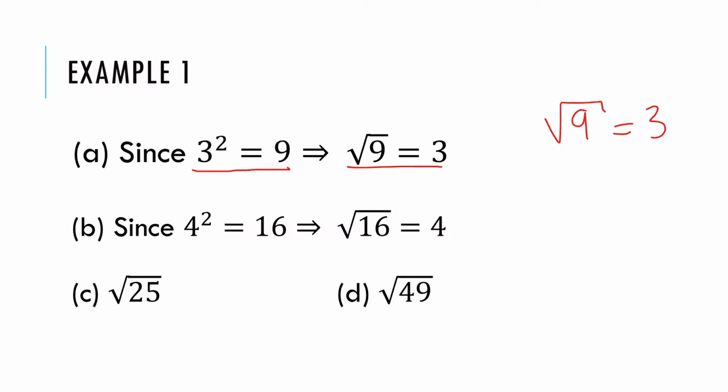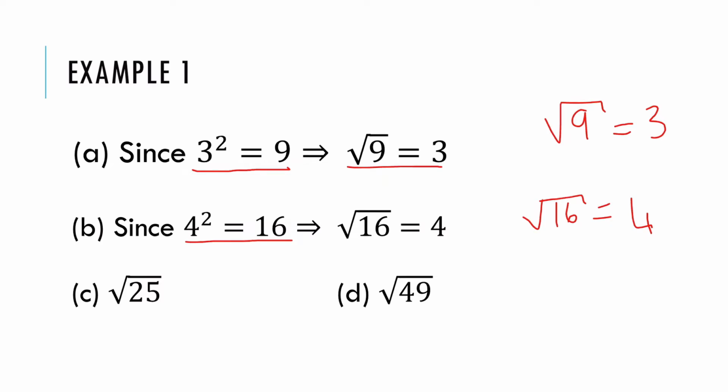Again in B, if we were asked what is the square root of 16, we should be thinking what number multiplied by itself gives us 16. 4 times 4 gives us 16, 4 squared gives us 16, therefore the square root of 16 is 4.